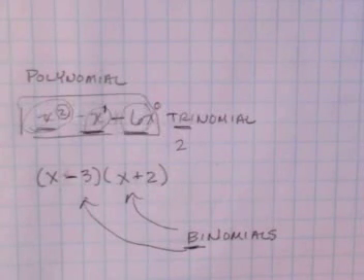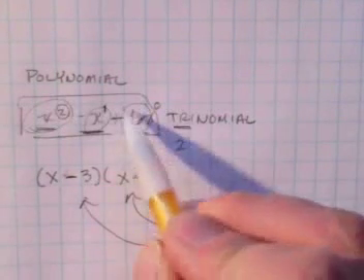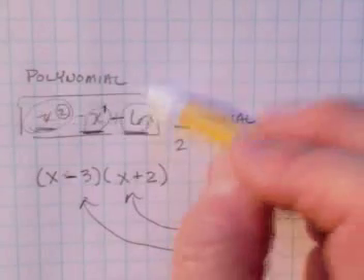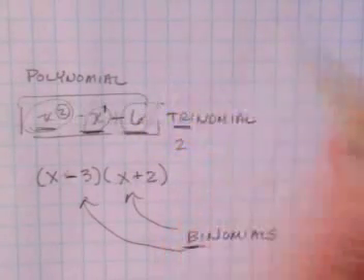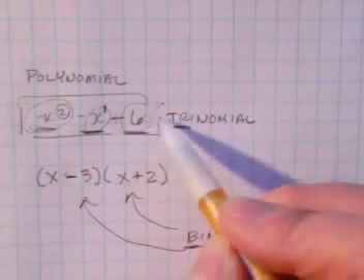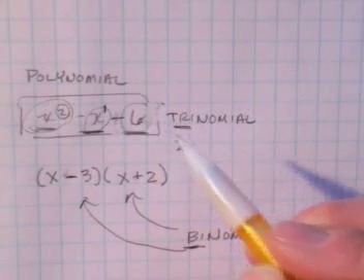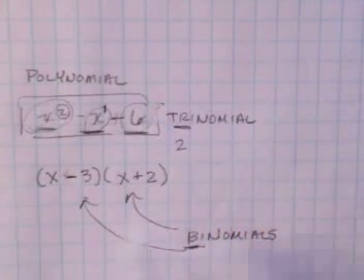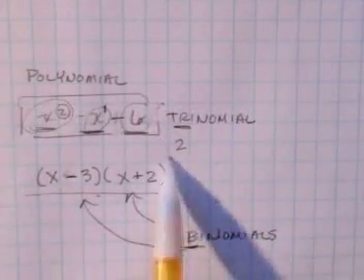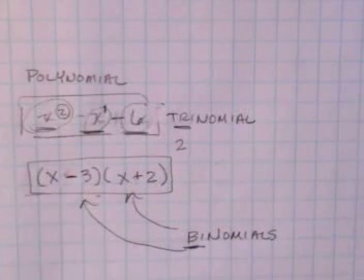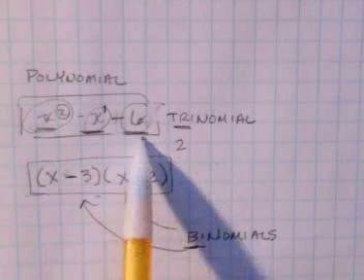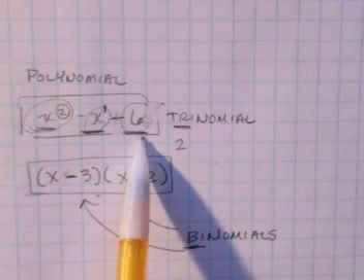Let's see. We have constant terms in this polynomial. My 6 is a constant term because there's no variable associated with it. And I can factor many polynomials just like I did this one. This trinomial, this quadratic equation, is in standard form.